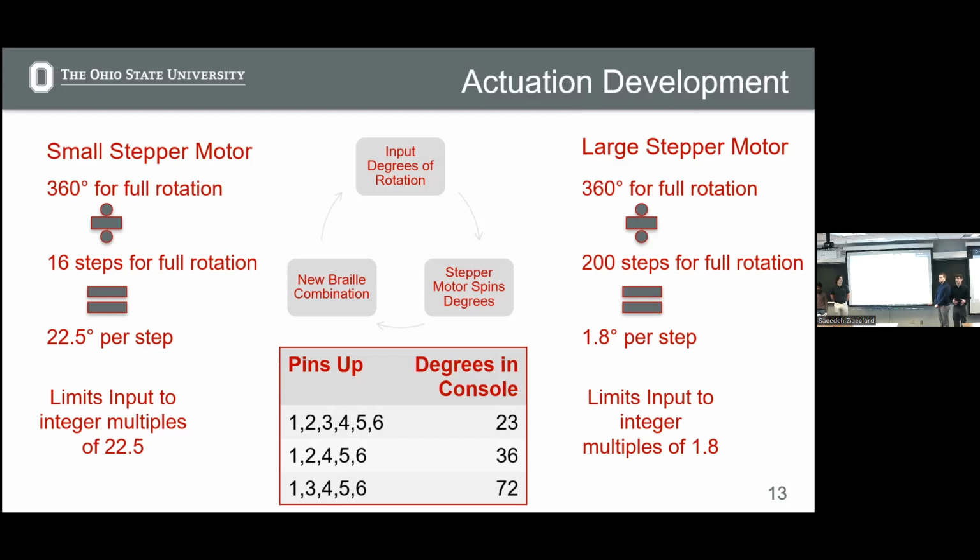And with the smaller stepper motor, this becomes even more of an issue, because it's a larger number of degrees per step. And so we basically have the precision of only rotating 22.5 degrees at a time. And this basically can result in no combinations being produced correctly.